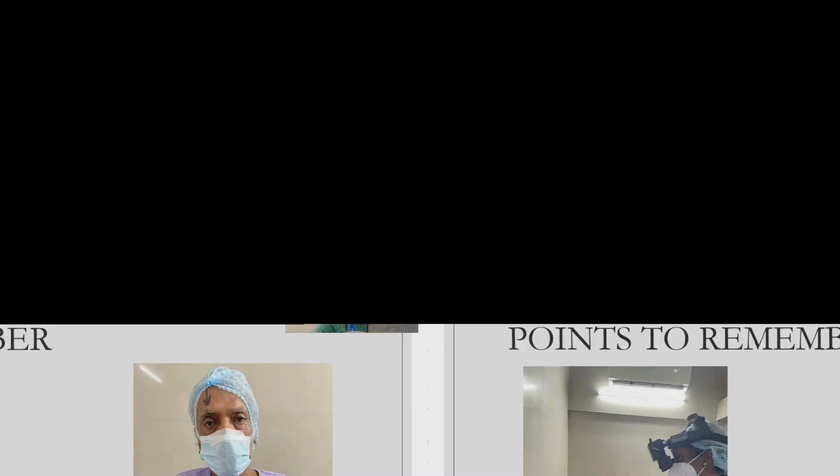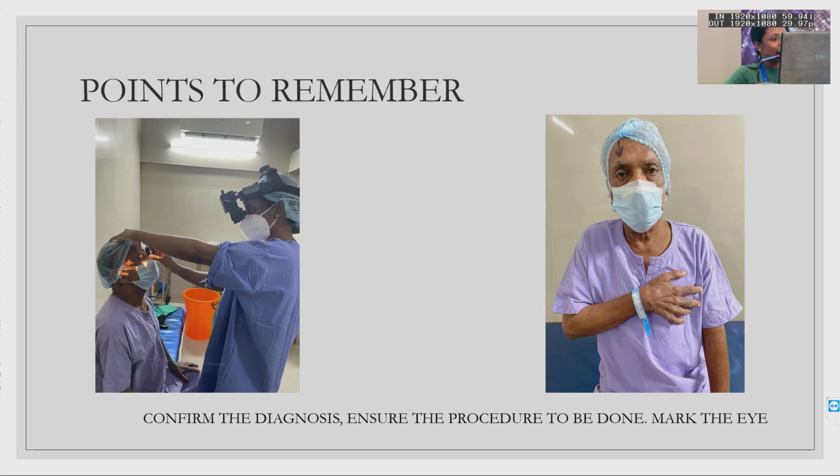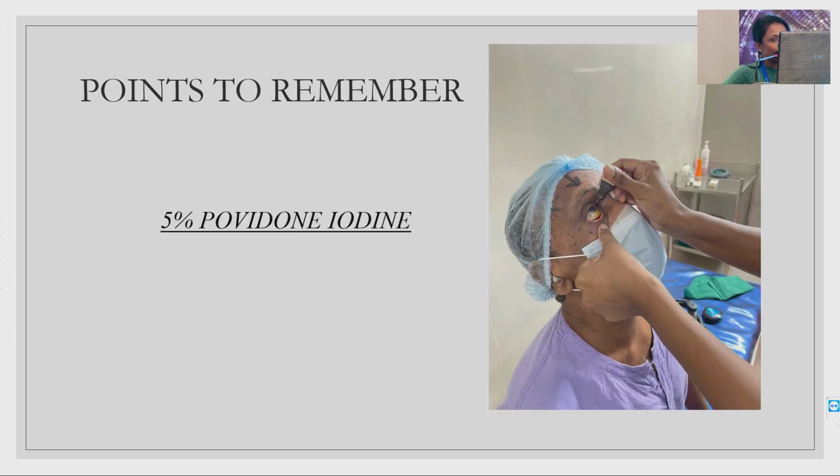I'll just emphasize the points to note. Review the ophthalmic records as well as read the OCT, ensure the procedure to be done and mark the eye. It is always better to tag the hand also, like if you are injecting the right eye, tag the right hand, and if the left, tag the left hand, and in the tag you can write the name as well as the brand of the injection.